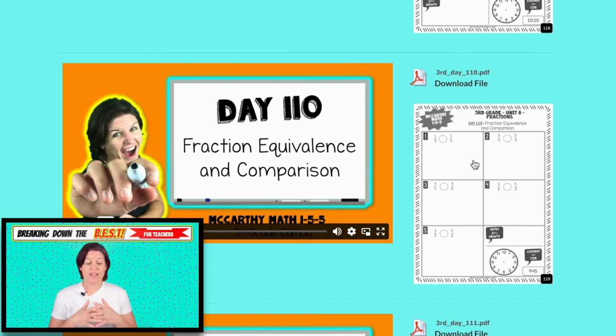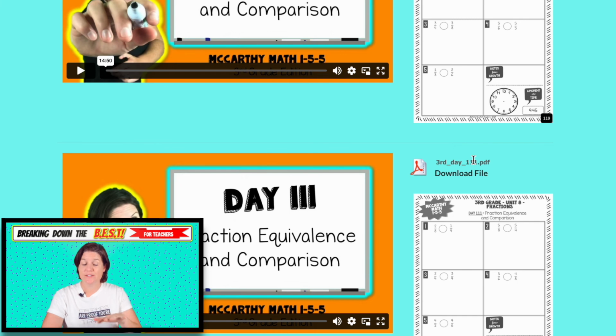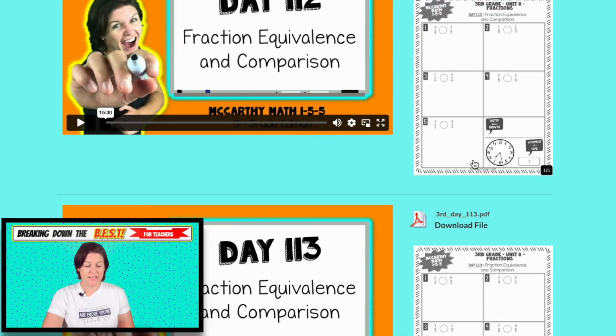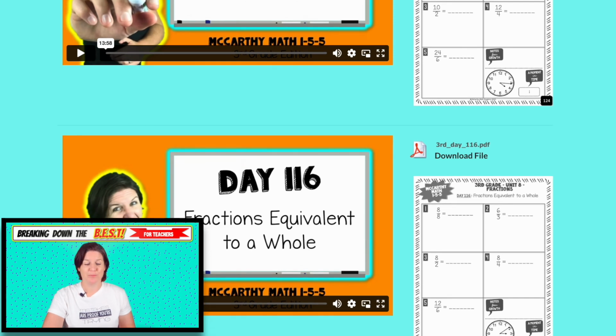I am a firm believer that I want students to understand what fractions are, so I love them to be able to model it and see the fraction and be able to use that to help compare it, and using the cross multiplication to check, not as the sole resource there. So there's lots and lots and lots. You can see there's tons of video lessons here in McCarthy Math 155.